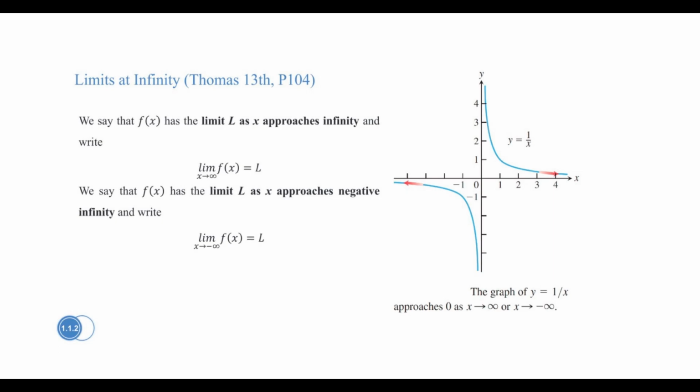Now we're looking at limits at infinity. This means x is not approaching a specific number. Instead, x is going toward positive infinity or negative infinity. For example, with y equal to 1 over x, as x gets larger and larger, the graph gets closer to 0. And as x goes toward negative infinity, the graph also gets closer to 0. So this tells us the end behavior of the function. In this case, the graph approaches the horizontal line y equal to 0.